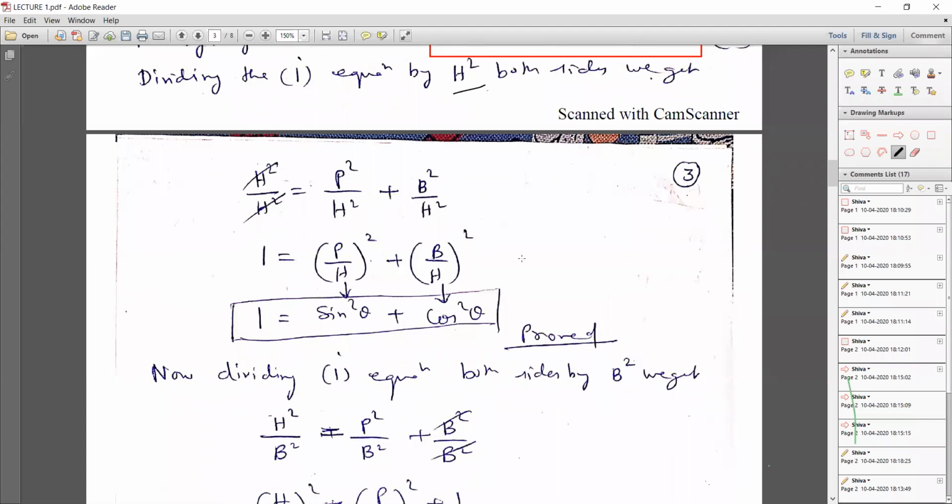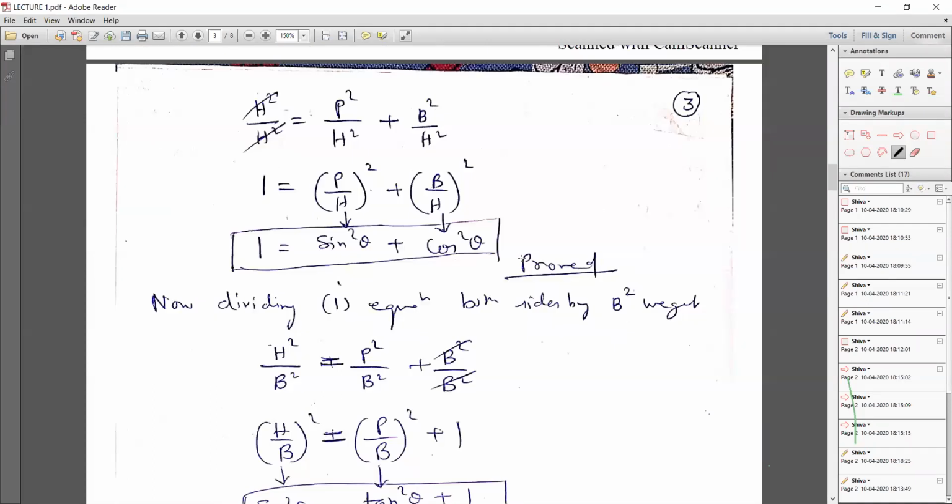So it will be sine square theta, and B upon H, that is base upon hypotenuse, is representing what? Cos square theta. Okay, that's why I have started with the first class 9 basics, because many of you have forgotten the trigonometrical ratios. So the first result is proved, the first identity is proved.